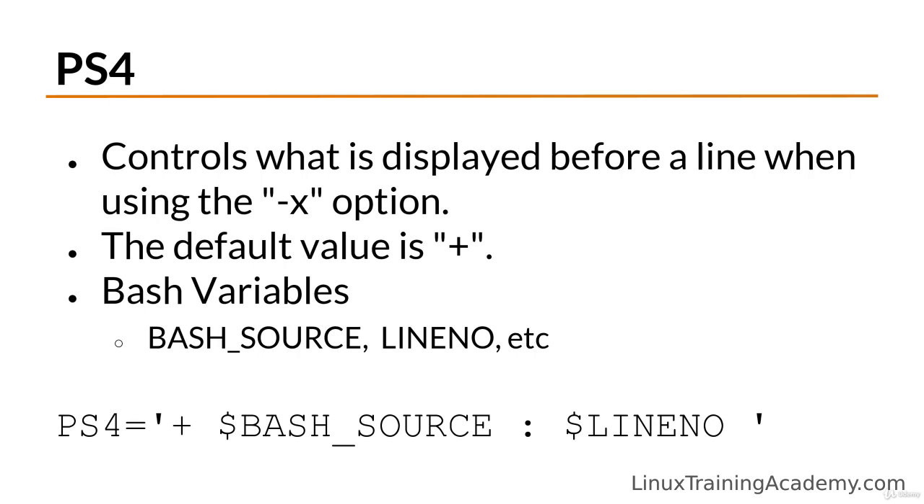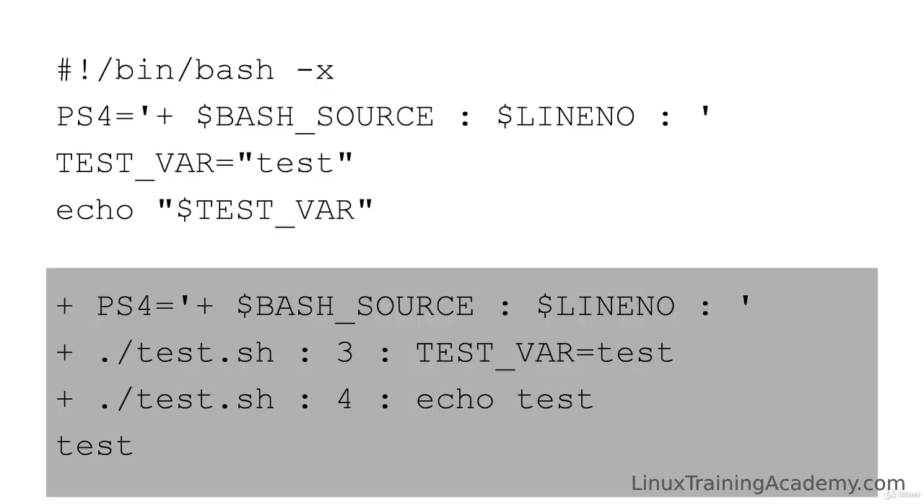Bash includes several built-in variables such as BASH_SOURCE, which is the name of the script itself, LINENO, which is the line number of the script, etc. Here is an example of using the PS4 variable. This script sets PS4 to the plus sign, then a space, then the name of the script by using the built-in variable BASH_SOURCE. Next, we include another space followed by a colon and yet another space. Finally, we display the line number with the LINENO variable, use a space, a colon, and finally another space.